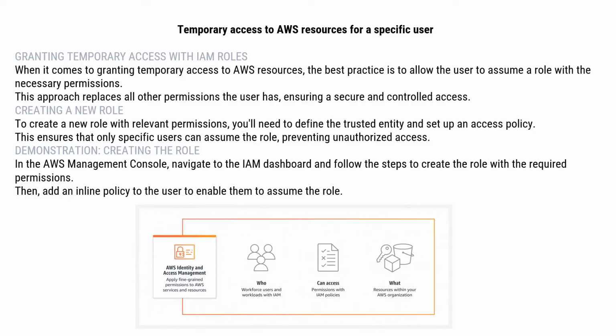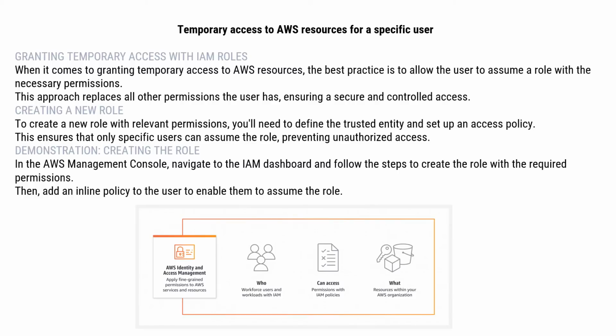If you're looking to grant temporary access to AWS resources for a specific user, you need to understand and explore the best approach to this common challenge. When it comes to granting temporary access to AWS resources, the best practice is to allow the user to assume a role with the necessary permissions. This approach replaces all other permissions the user has, ensuring secure and controlled access.